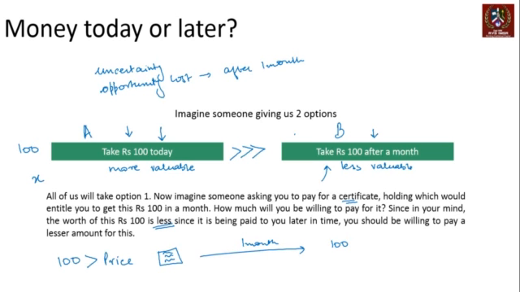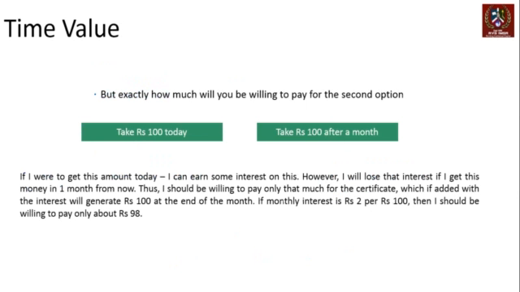That seems logical, right? You would pay less for a certificate that gives you 100 after a month than for something that gives you 100 today. If you have two certificates, one that gives you 100 today, for that you'll pay 100. But if something gives you 100 after a month, you're essentially taking on an uncertainty and you're losing an opportunity because you will get the money after 1 month, and hence the value of rupees 100 after a month should be lower than the value of rupees 100 today. Basic logical principles, right?